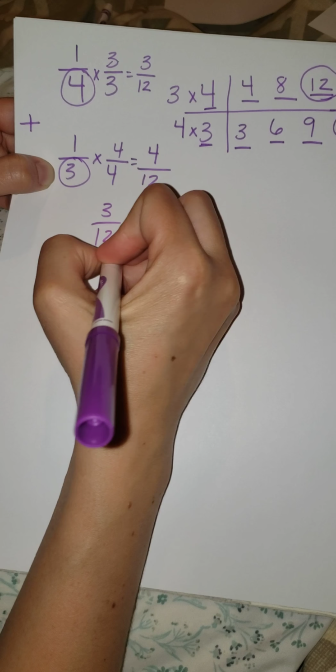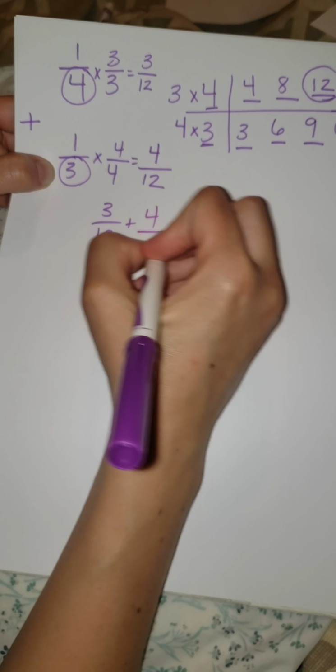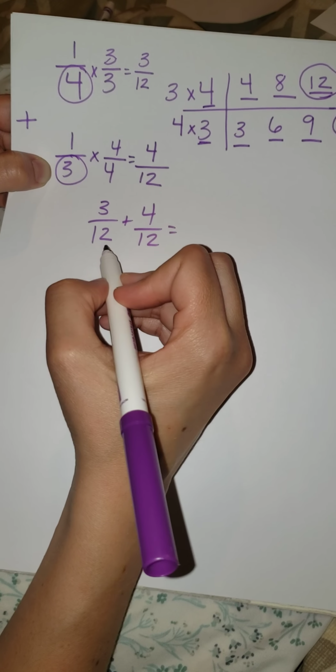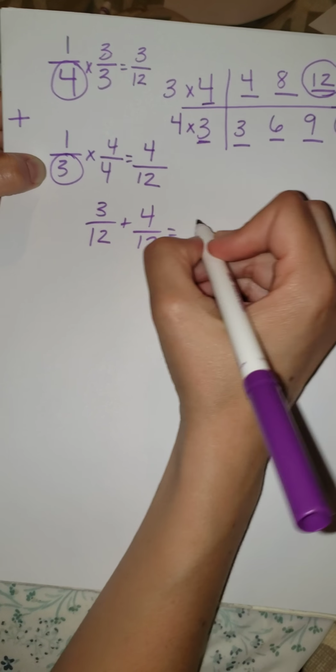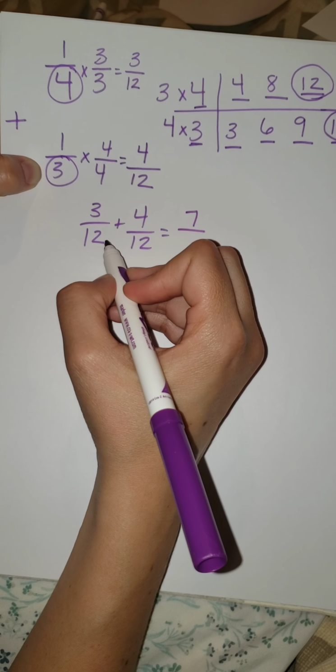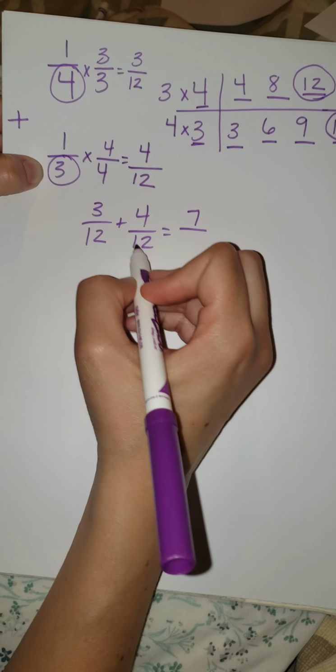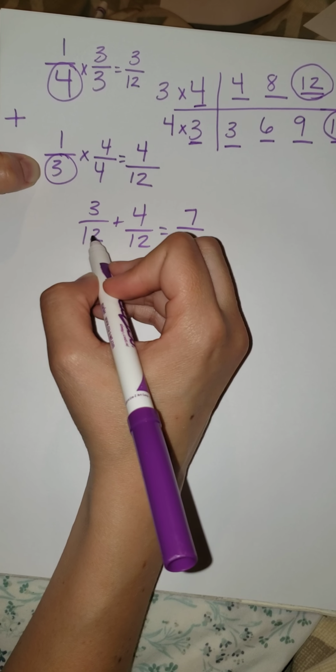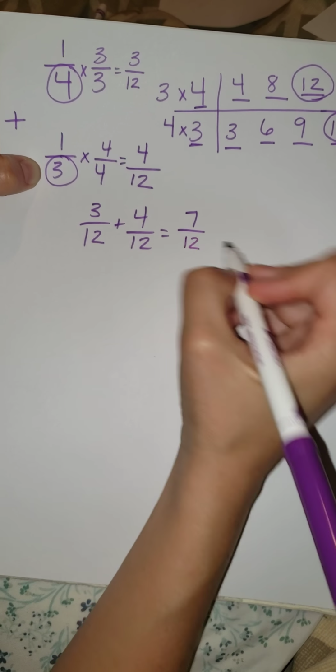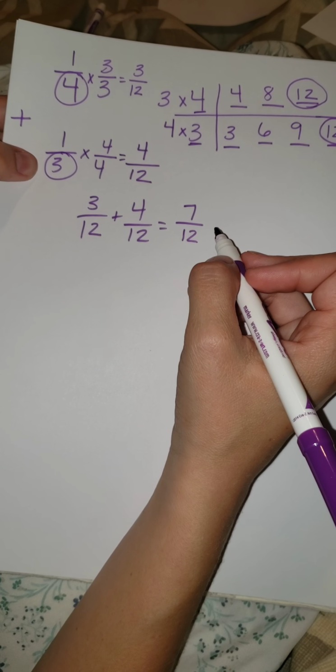Now, my denominators are the same, so I know I can go ahead and add. My numerator, 3 plus 4 is 7. And when I'm adding, I know my denominator is going to stay the same. 12. And so this is my answer.